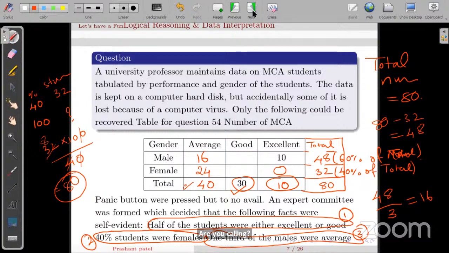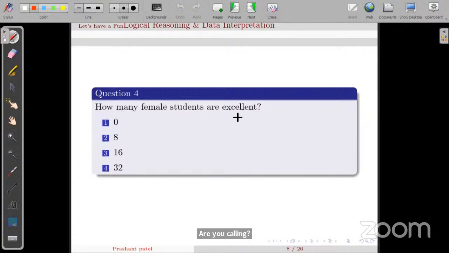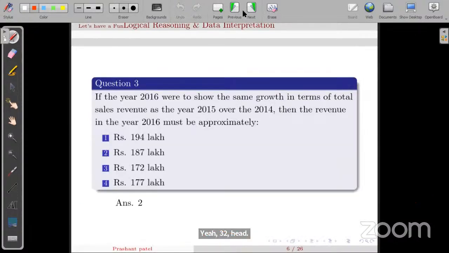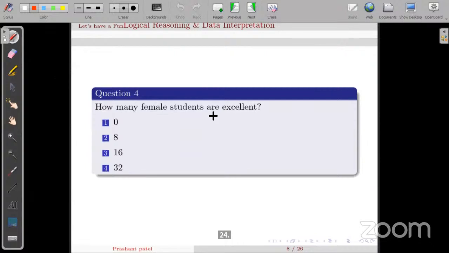Now what question have they asked? What is the question they have asked? How many female students were excellent? So we have to find how many female students are excellent. Out of this, how many female excellent are there? Now it has become simple. This is 48. This is 16. This is 10. So you can easily calculate what this is. This is 32, this is 24. So we have to find excellent, right? Okay, sorry. Yeah, the answer to this is 0 definitely.